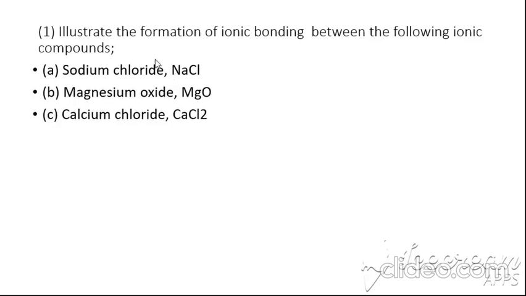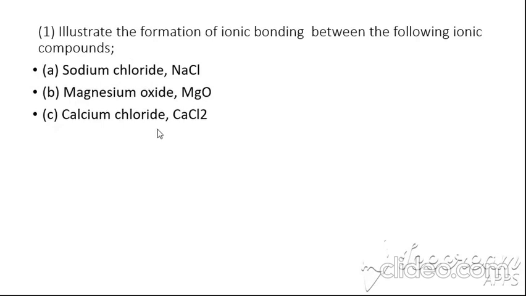Okay, now let's do ionic bonding, or let's try to illustrate the formation of ionic bonding between the following ionic compounds. The main reason I was trying to show you the illustration for the formation of ions, for the negative and the positive ions, is for you to be clear on ionic bonding, because whatever we were doing there is what we're going to do here.